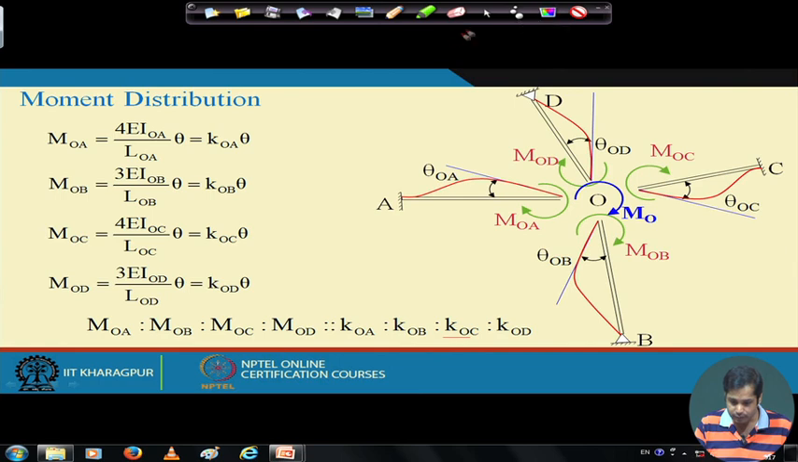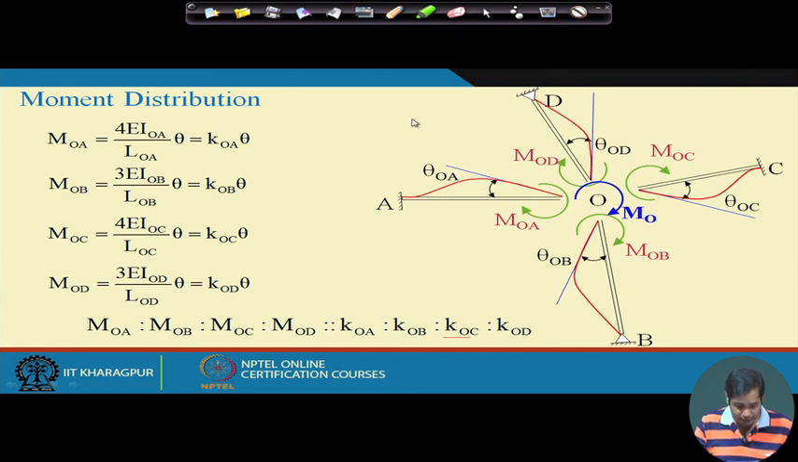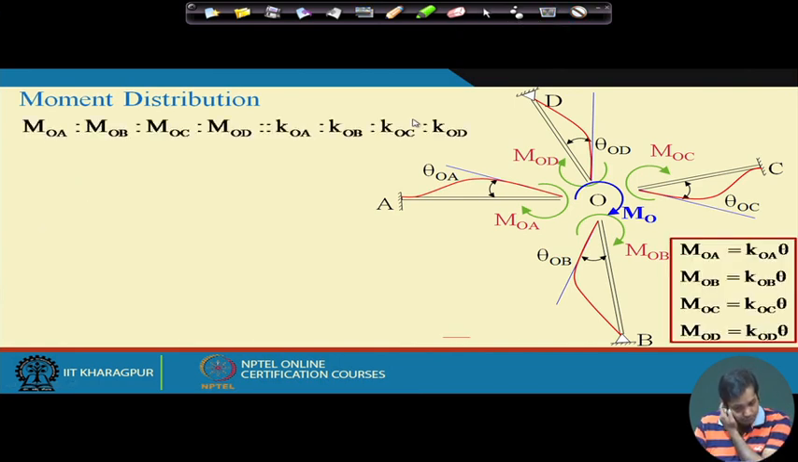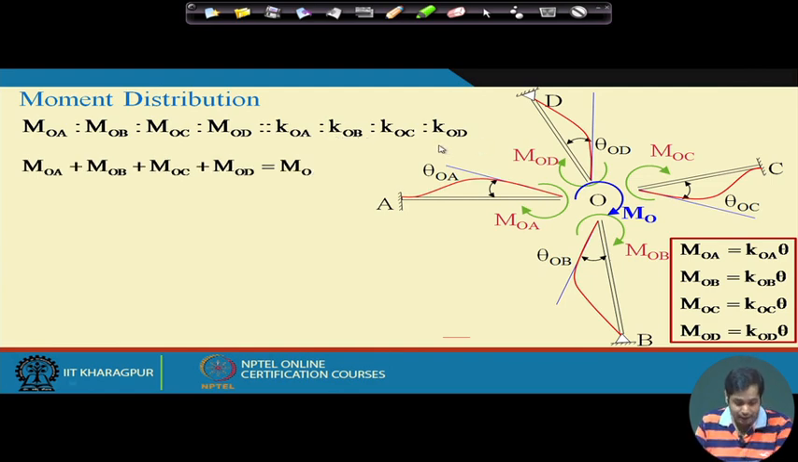Okay. Now, if it is, then just now we have seen this: the ratio of their moments is essentially the ratio of their stiffnesses. Okay. Now, and then we have the equilibrium condition, this.